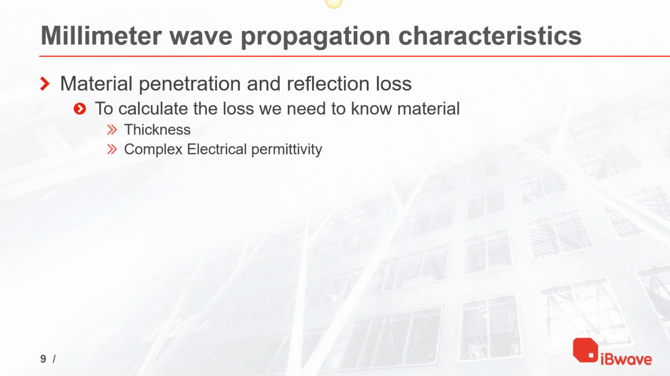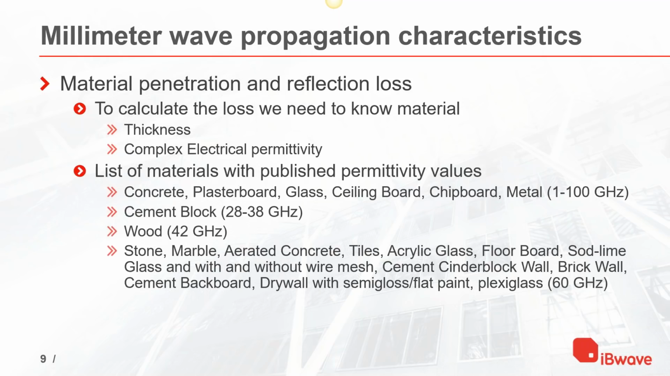To calculate the penetration and reflection loss, we need to know material thickness, and we need to know the material's complex electrical permittivity. This complex electrical permittivity is important. It's not enough that you know just the absolute value. You need to know the full complex electrical permittivity expression for that particular frequency. So the best way to approach this is either you go out and measure those yourself and then publish a paper, or you just look into what has been published thus far.